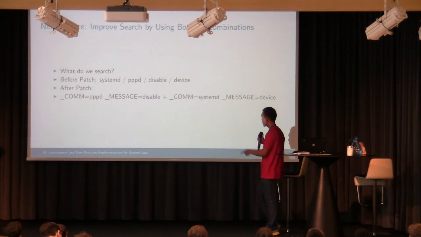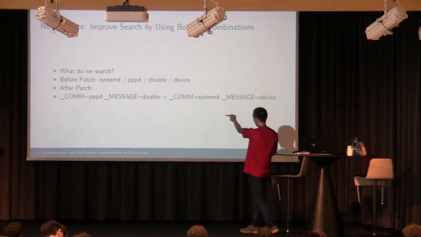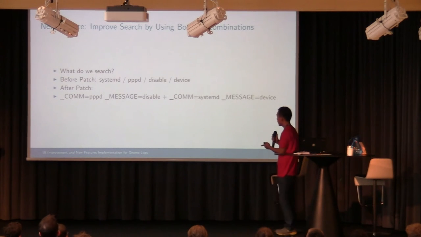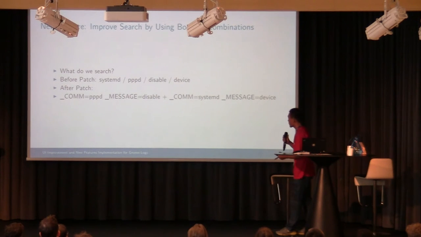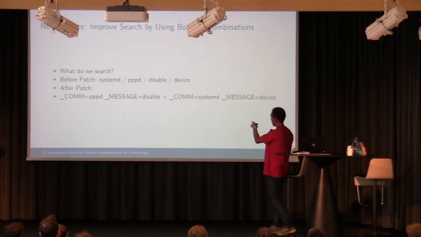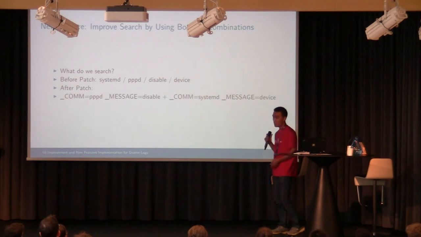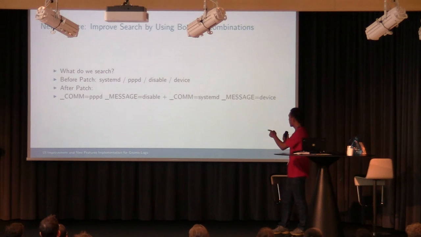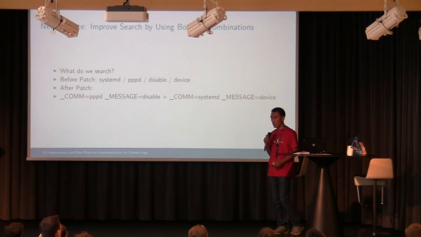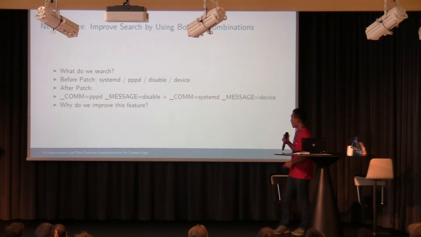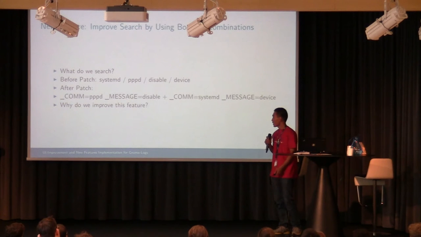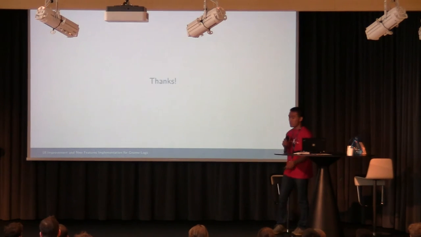After the patch, we can also do a search like this one. This will show the messages whose comm field is pppd and whose message field is disabled, or whose comm field is systemd and whose message field is device. So by using logical and, logical or, and Boolean combinations, this makes the search of GNOME Logs very powerful. And so this is why we improved this feature. So that's all, thanks.